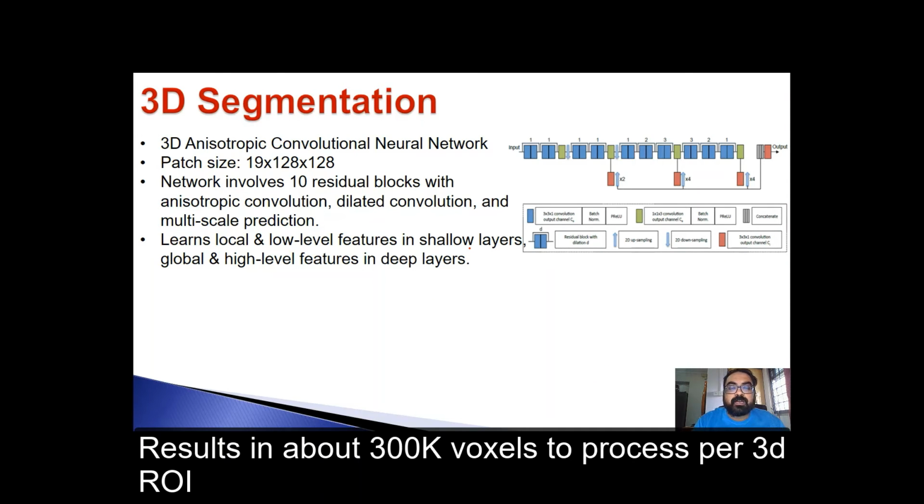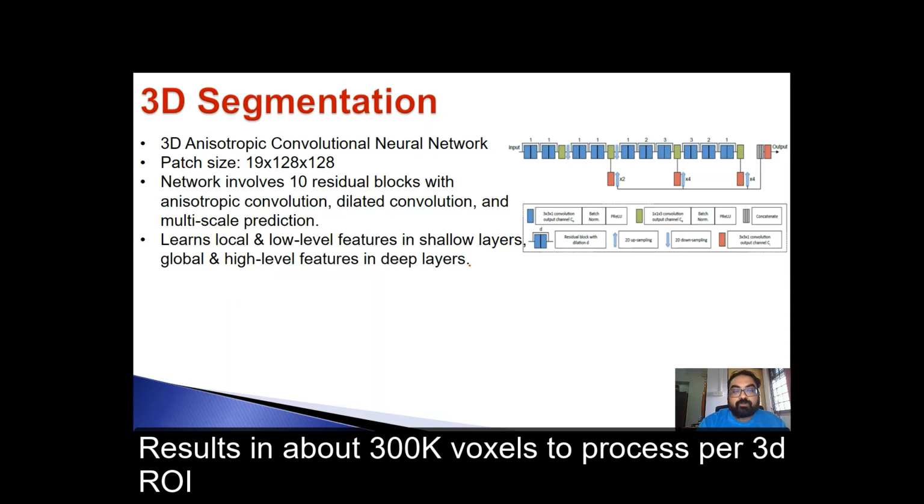Once we have identified and isolated these structures in 3D, the next step would be to perform 3D segmentation. For each of those isolated structures, we need to identify what's foreground and what's background. Since this isolated structure is much smaller in size, our patch size is about 20 by 128 by 128. This is about 300,000 voxels, which is significantly smaller than the 1 billion voxel resolution we started with.